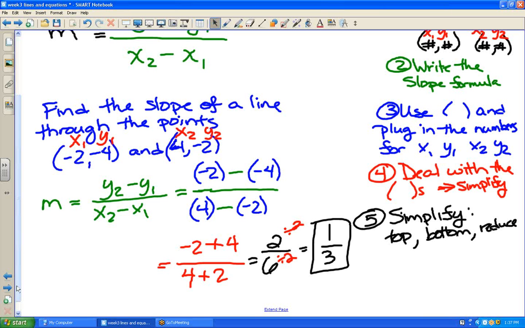Remember, if you're looking for any points in the lines, you can plug in any number you want for X or for Y. Just keep everything organized and remember points are always X, comma, Y.